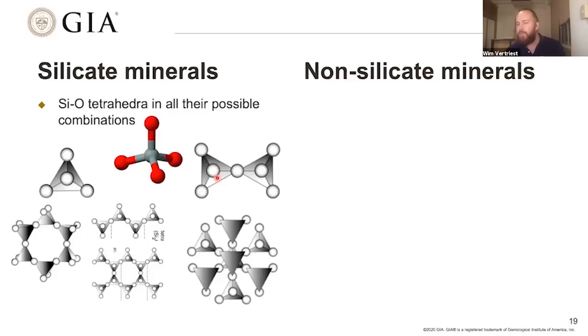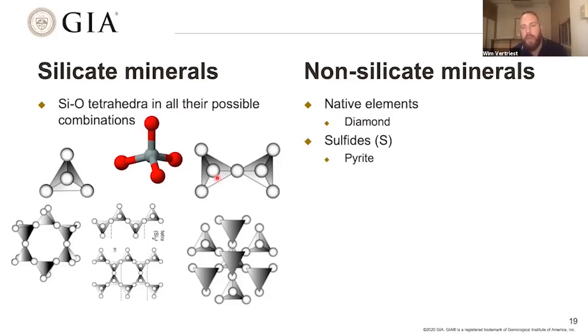Now the 8% of minerals in the crust that are not silicates, they belong to these families. So the first one that we have are native elements. For example, diamond, which is just pure carbon. There's no silica involved there. We have sulfides. Sulfides are minerals that have a significant sulfur component. For example, pyrite, which is iron sulfide.